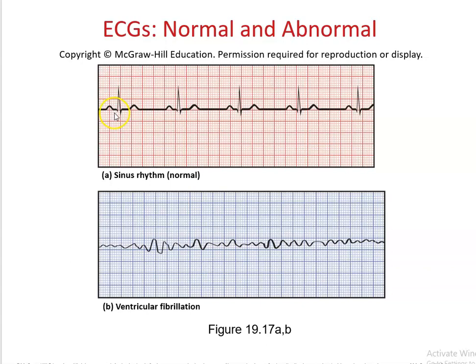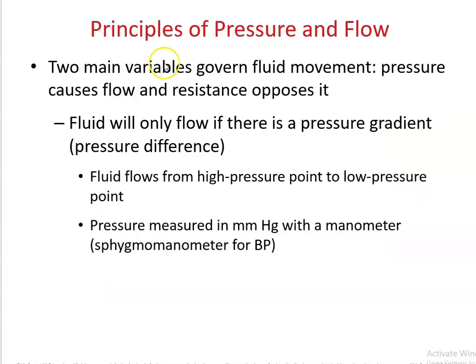Knowing what a normal ECG is, it's easy to identify abnormal heart functions. Figure B here shows ventricular fibrillation. The ventricle contraction is messed up. The contraction and the relaxation of the atrium and the ventricle are due to the pressure difference of the blood. The blood will flow from a high pressure point to a low pressure point.